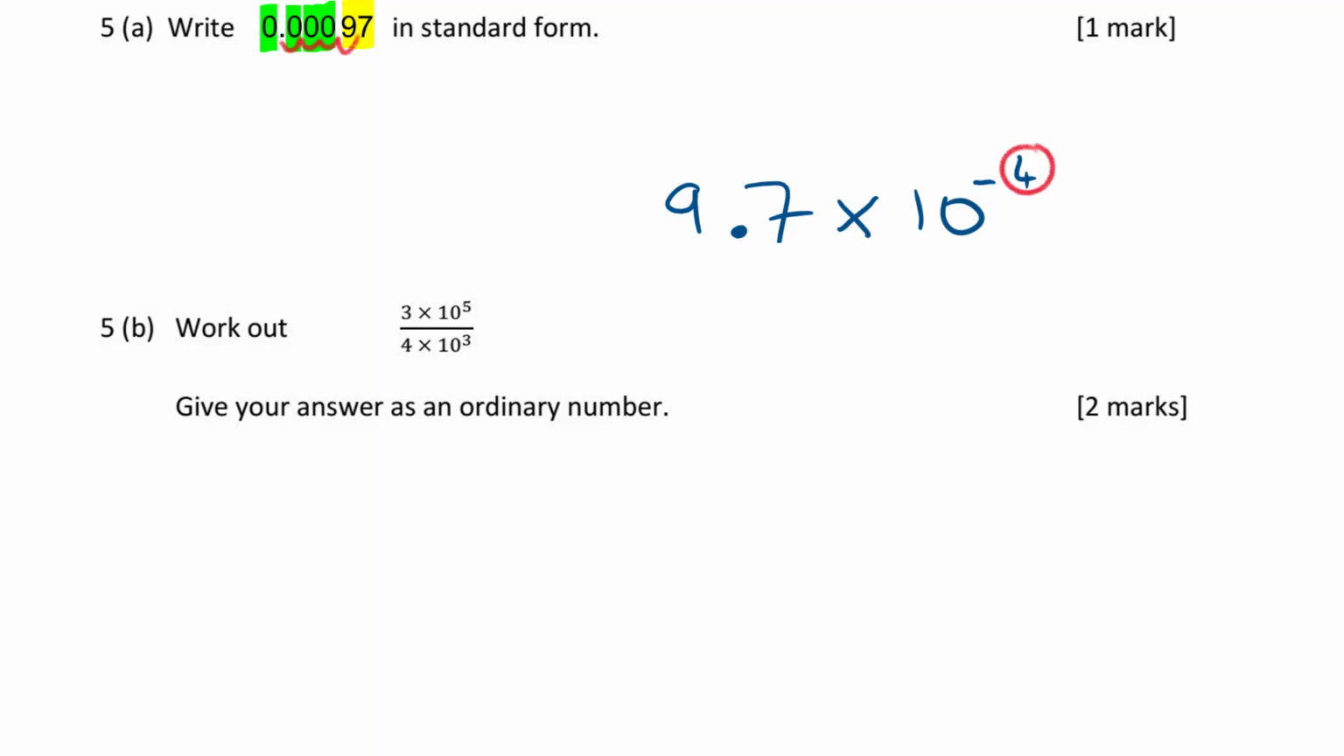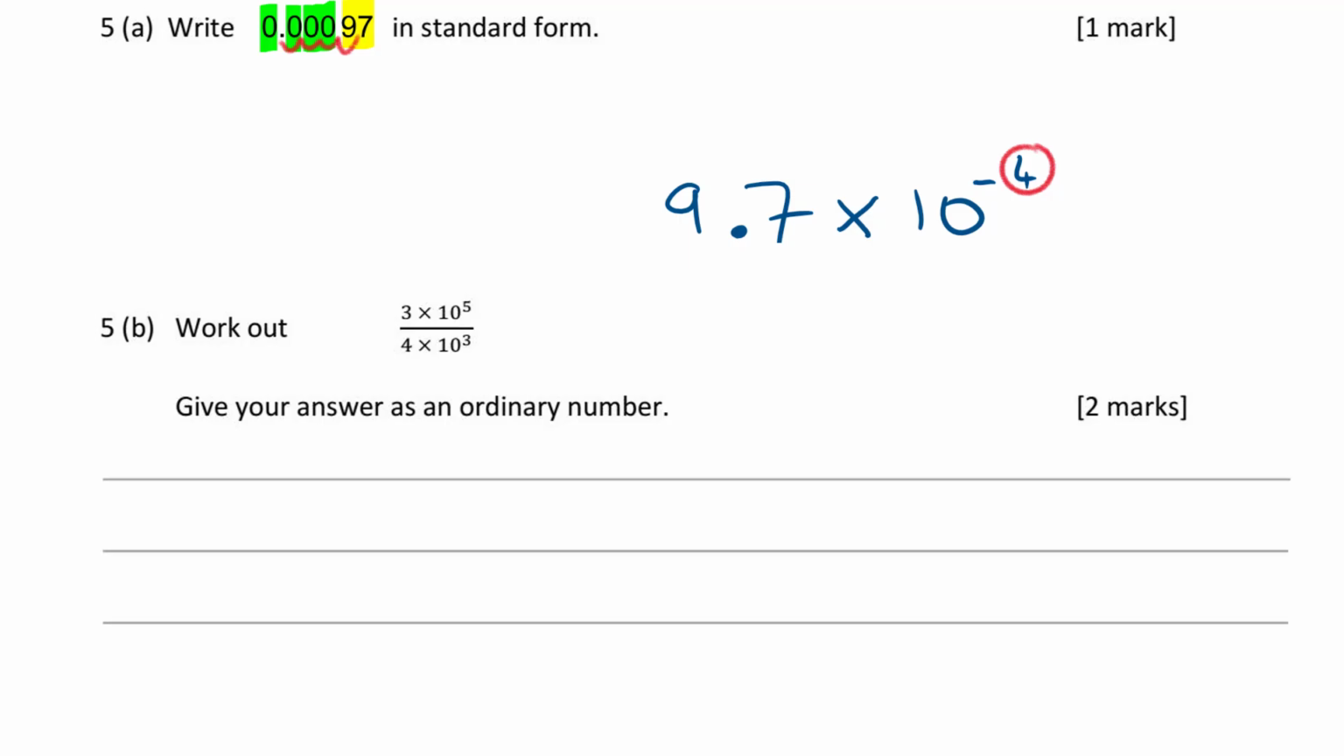Right, what does part B say? Work out 3 times 10 to the 5 divided by 4 times 10 to the 3. Okay, so when you're doing multiplication or division with numbers in standard form, multiply like with like, divide like with like. So let's do the easy bit first. 10 to the 5 divided by 10 to the 3. Got two numbers with the same base, so we just subtract the indices. So that is going to give me 10 to the power of 5 subtract 3, which is 2.